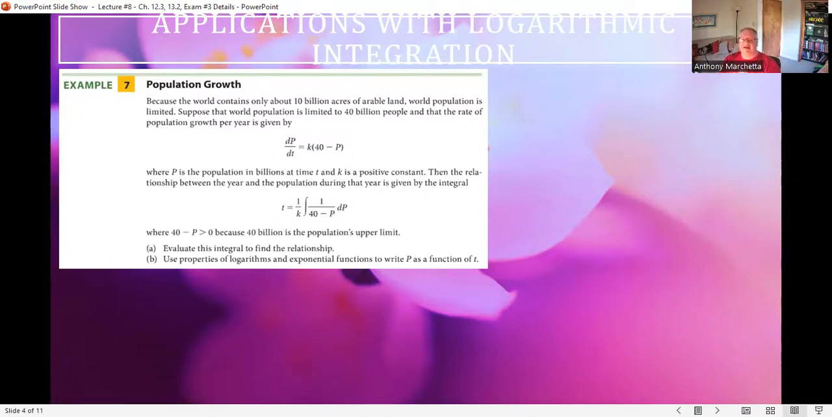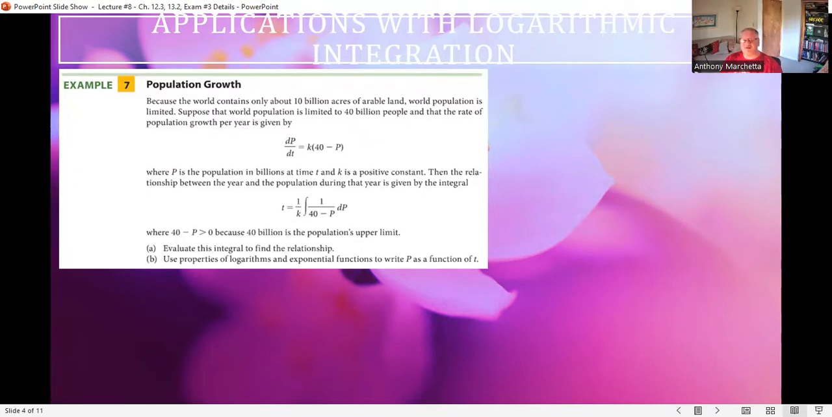So keeping that in mind, next we have the relationship between the year and the population during that year, which is given by this integral. We have another statement that is talking about an integral and is also telling you that the denominator 40 minus p is greater than 0 because 40 billion is the population's upper limit. Look at directions for part A. Evaluate this integral and find the relationship.